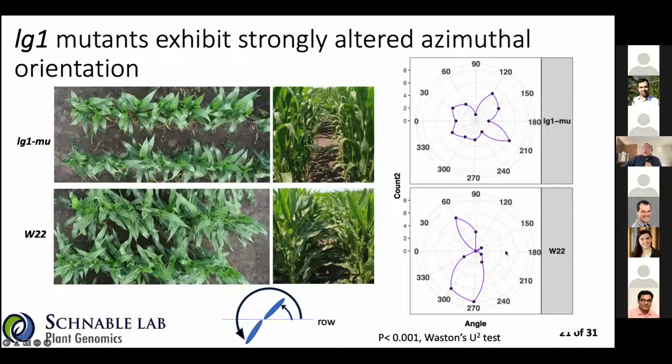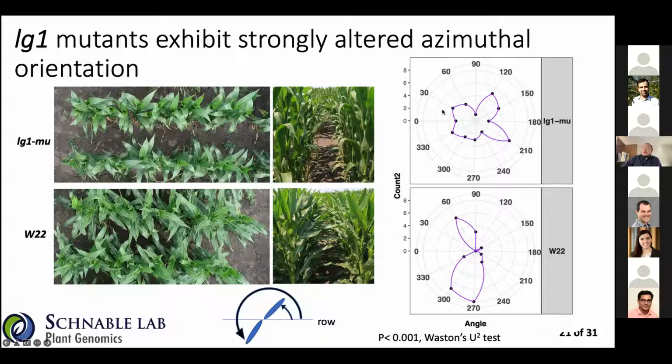From what we show here, in W22 the canopy orientation exhibits two major clusters. The first cluster is oriented between 60 to 90 degrees. Sorry, I forgot to mention that 0 to 180 degrees is the row direction. So 90 means the leaf is pointing perpendicular to the row, and also 270. So 60 to 90 and 300 to 270 means that W22 leaves are mainly pointing towards the interrow space. Meanwhile, for the Liguleless 1 mutants, this bimodal distribution pattern completely disappeared.